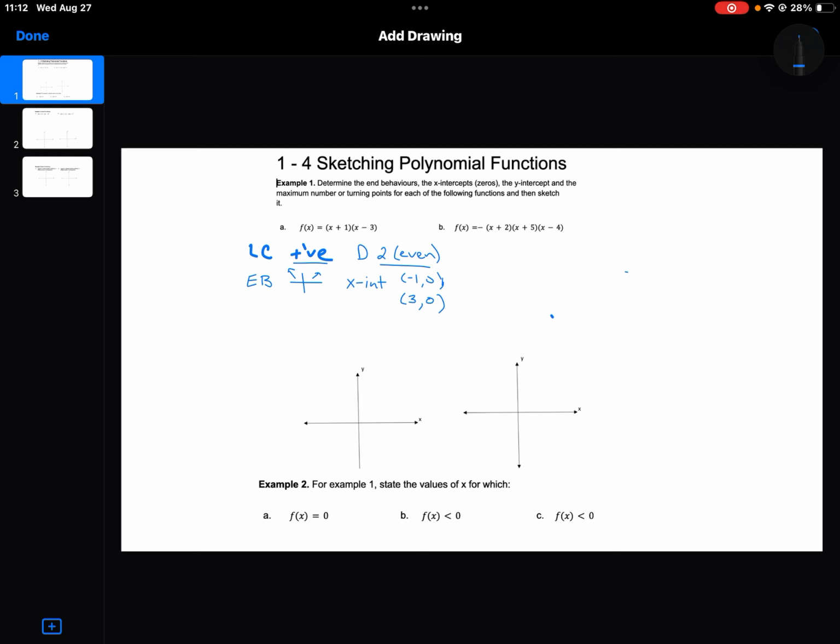The maximum number of turning points, we'll call them TP for turning points. We know that that's the degree - 1, so the maximum number of turning points is 1.